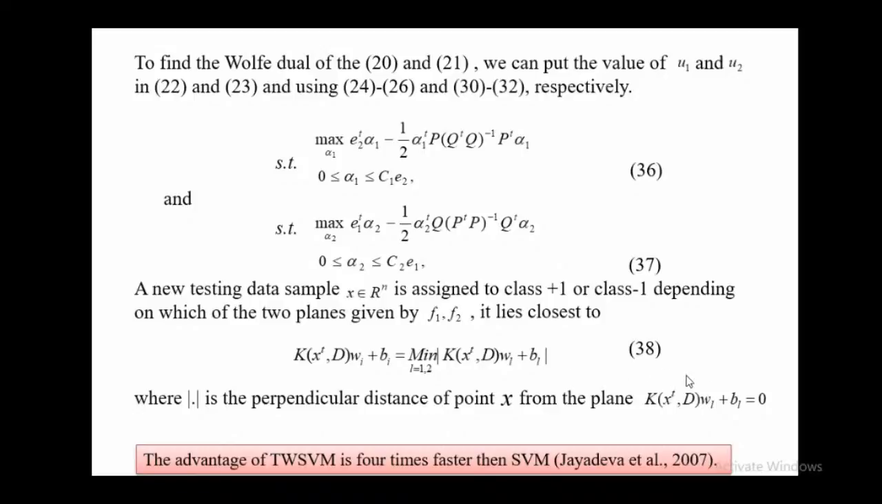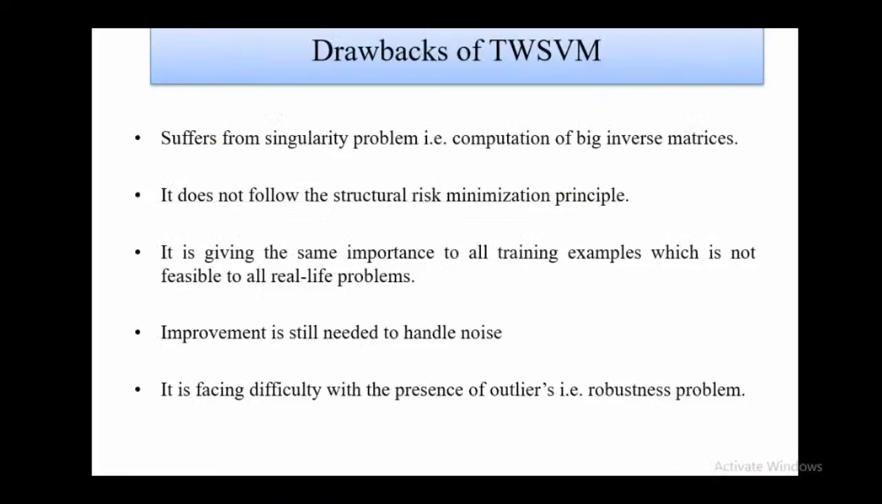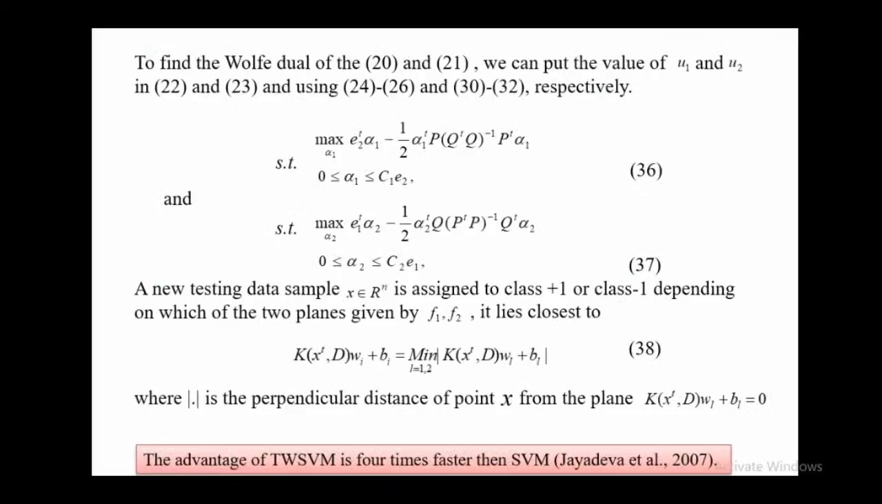So there are some drawbacks actually. If you see here, we have to find the inverse of this, Q transpose Q inverse. We have to find out this particular term. Sometimes, due to similarity, you will not be able to find the inverse. So this is a problem with this particular model.